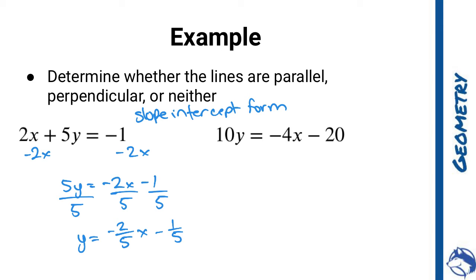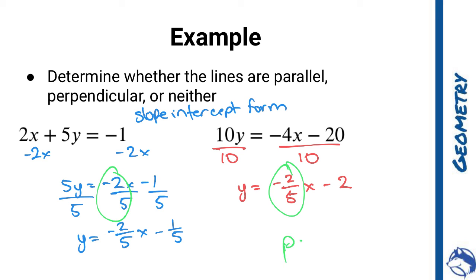Need to do the same thing for the other one. This one might be a little easier because I can just divide everything by 10 right away. So y is equal to negative, well, that reduces to 2 over 5 x, and then this is minus 2. So check it out. They've got the same slope. So these ones are parallel.